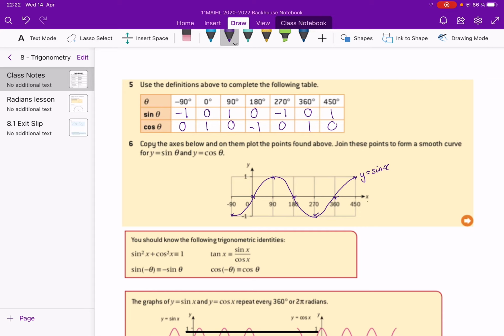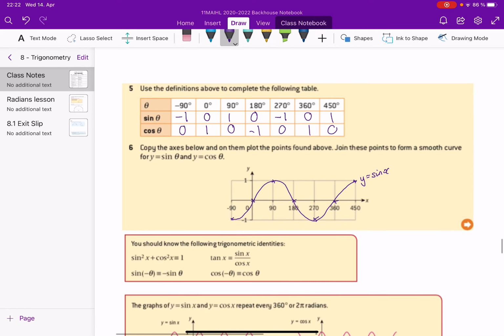I'm saying x because x is on the denominator there. I guess you could call it sine theta if you relabeled this as the theta axis. And then I'll draw the other one. Let's go for a different colour. So cos is going to start here. So I am going to draw it down there.